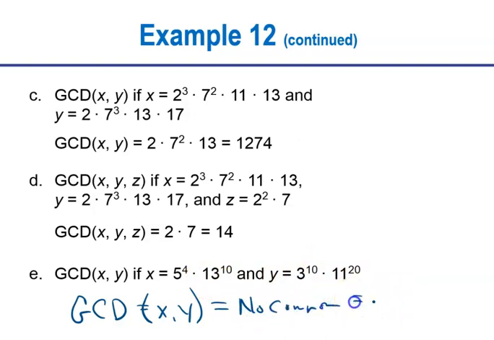Does that mean it doesn't have a greatest common divisor? No, it has one. It's 1. You remember what that's called? Relatively prime.